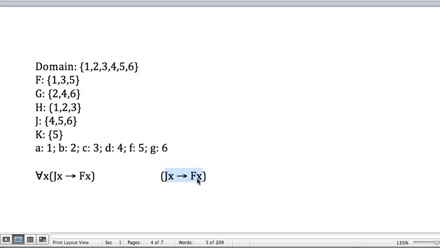What we need to do is look at the things that do satisfy Jx and see if they all satisfy the conditional. So let's start. Here are the J's. Well, let's start with the number 4. The number 4 satisfies Jx. Does it satisfy Fx? No, it doesn't fit the description is an F. So we have found an object, namely the object 4, that does not satisfy this description. That means the universal is false. The universal is false because there's at least one member of the domain that doesn't fit the description.